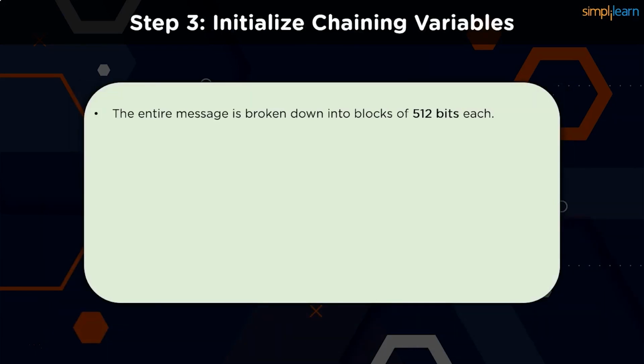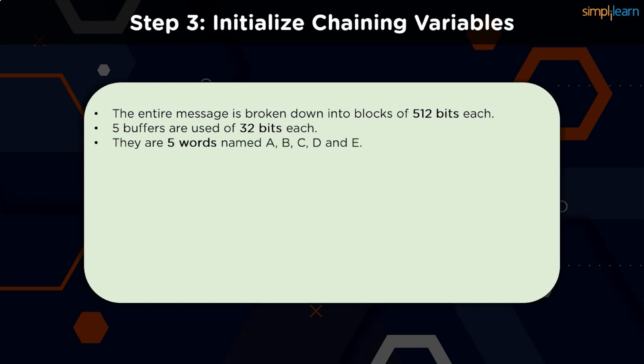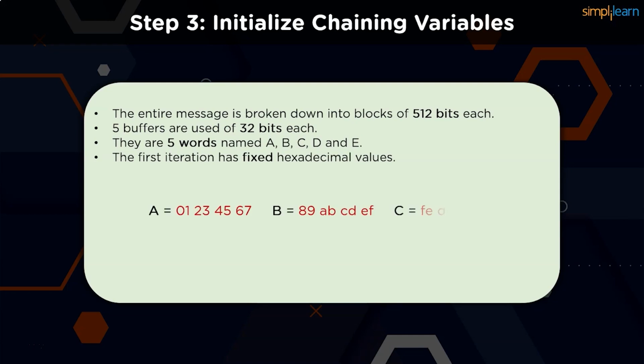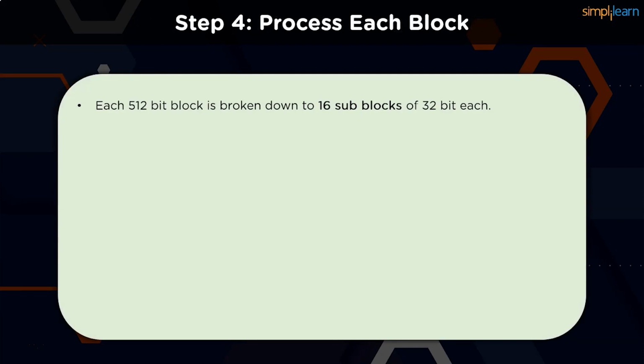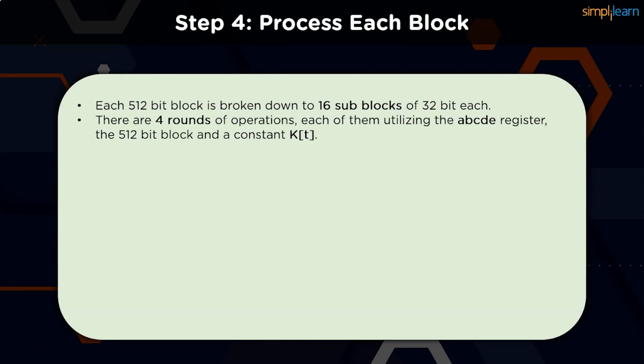In the next step, we have to initialize these chaining variables. The entire plain text message can now be broken down into blocks of 512 bits each. Unlike other hash algorithms like MD5, which use 4 registers or buffers, the SHA family uses 5 buffers of 32 bits each. They are named A, B, C, D, and E. These registers go through multiple rounds of operation, where the first iteration has fixed hexadecimal values, as can be seen on the screen. Moving on, we have to process each of the 512-bit blocks by breaking each of them into 16 sub-blocks of 32 bits each.